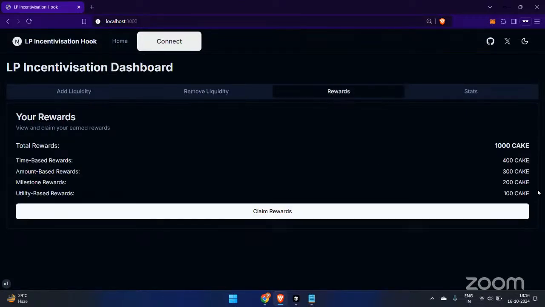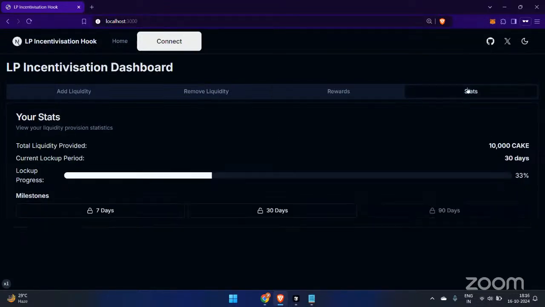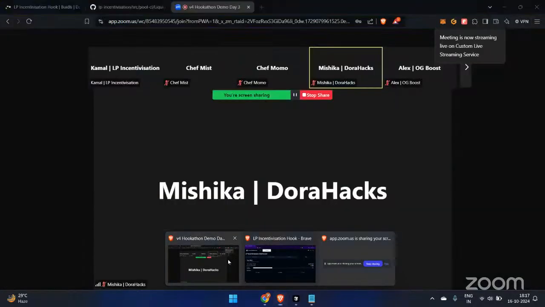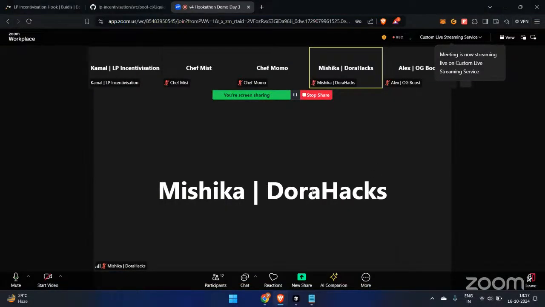These are currently placeholders, but this would be utilized based on the reward system that I was trying to create. And then you can see your statistics, where you would be able to see the total liquidity provided, current lockup period, lockup progress, and milestones. This lockup progress is present on various DeFi protocols, so I decided to add this so that the LP provider can see his lockup progress. If he has locked for 30 days, he can see how much progress he has made. So that was for the project.